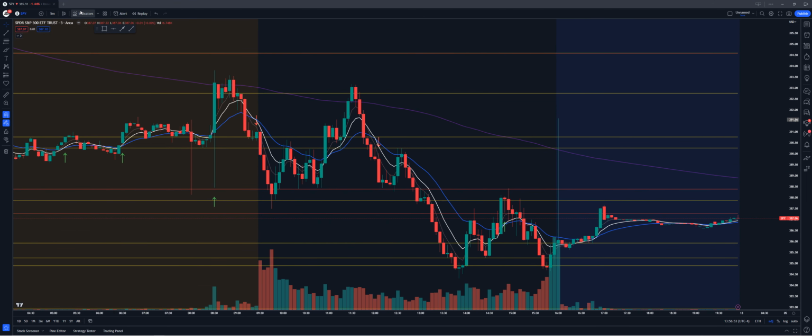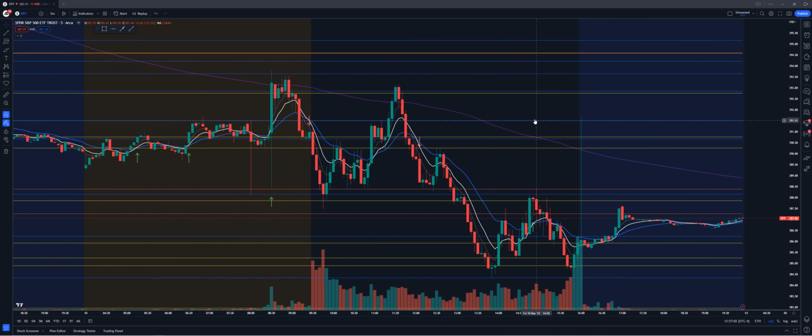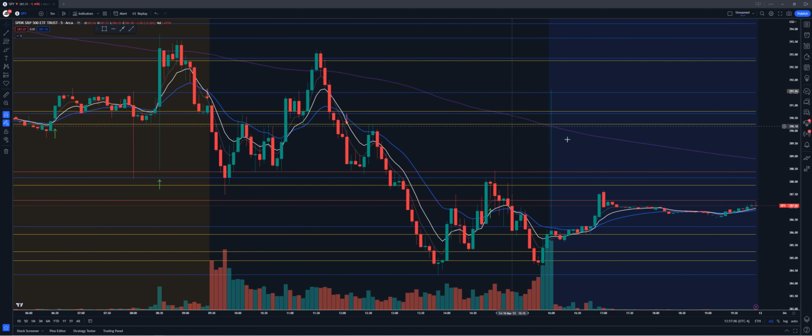Once you have that added, I also coded a key levels script. If you go here, we can see SPY key levels. We can throw that on there, and that honestly gives us plenty of scalp targets and entries and exits for our plays. Pretty simple.